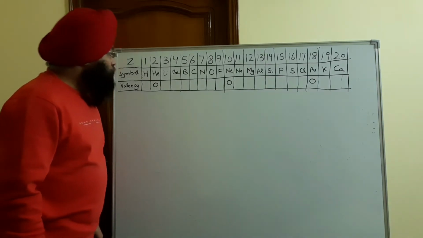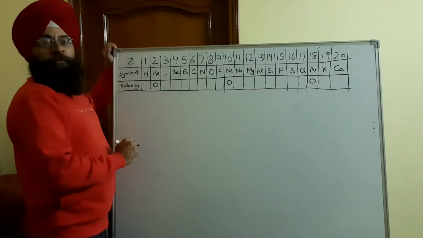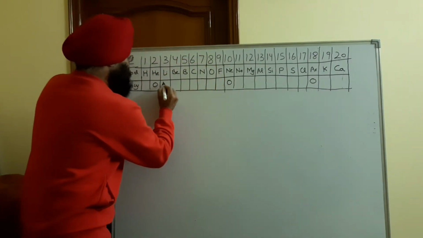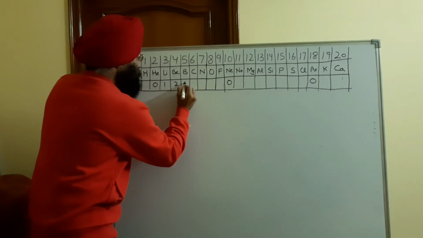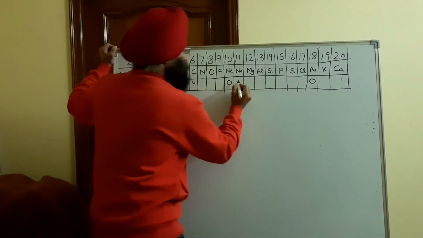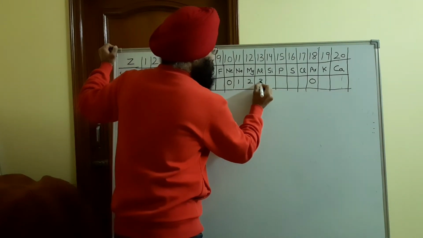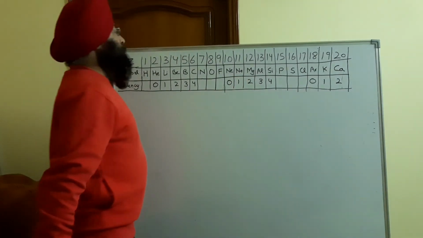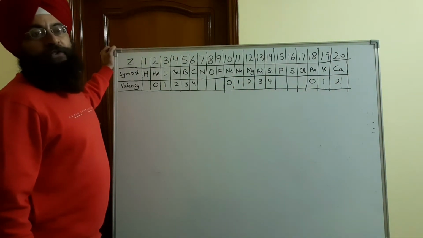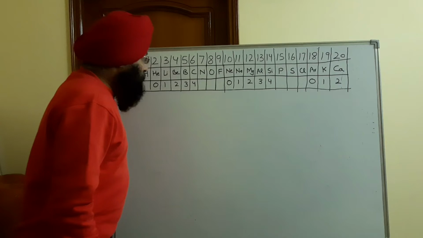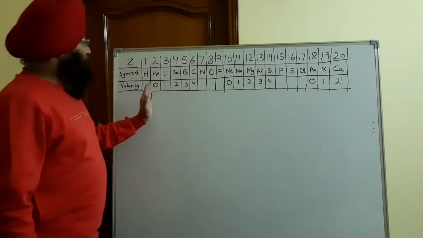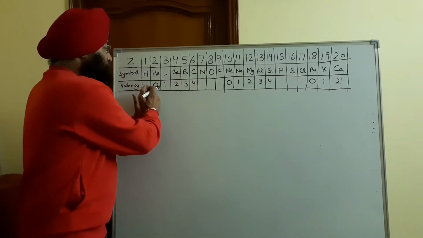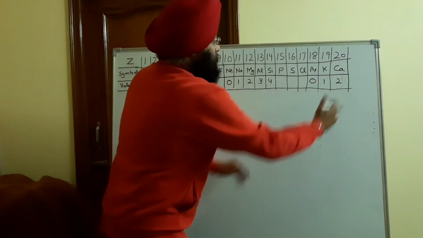Now what you have to do, starting from this 0, is write 1, 2, 3, 4 in sequence. So just write 1, 2, 3, 4. And then 1 and 2, because we are just getting the valency of the first 20 elements. In this way, you have written the valencies of the elements which follow the noble gases.